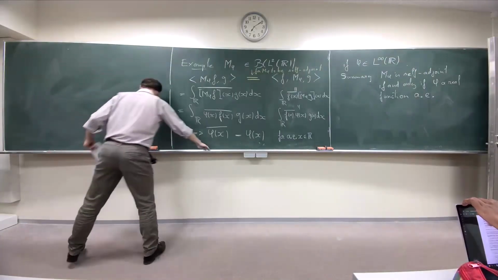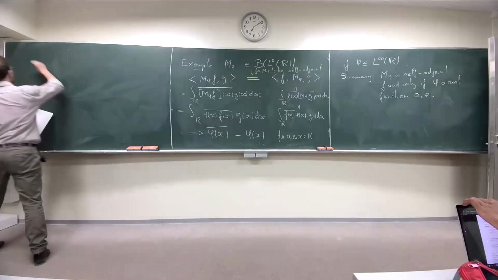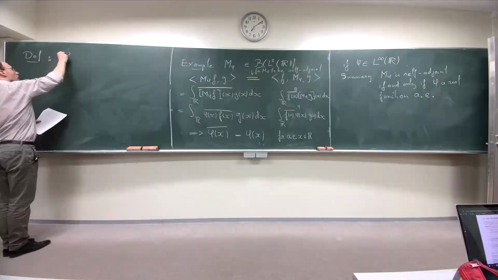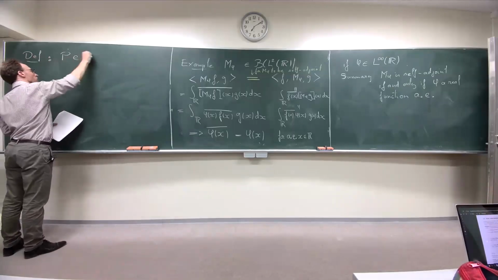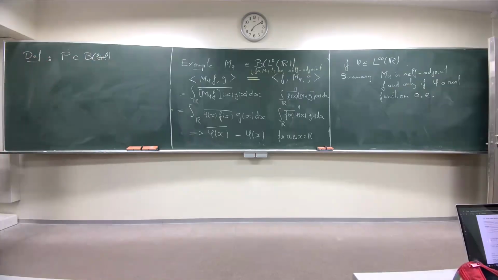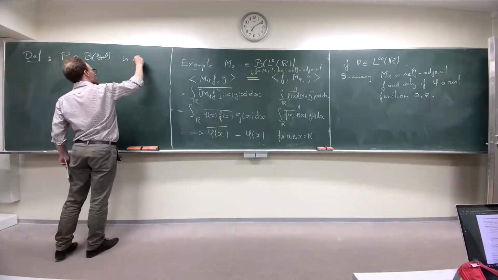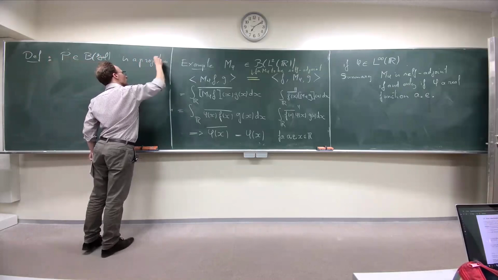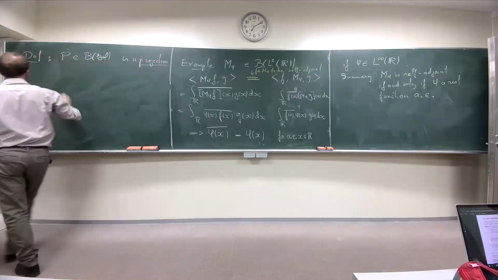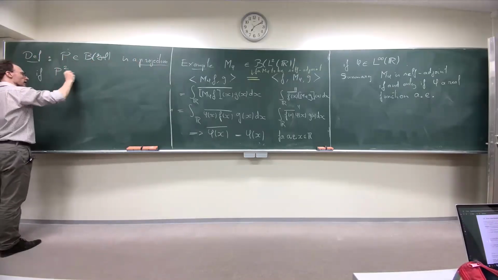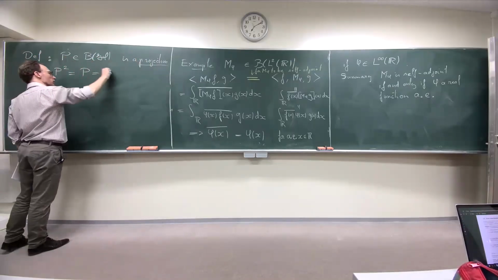So, second definition, and I'm going to use a slightly different letter. I'm using P. But if you don't like P, you can also call it B. P, belonging to B of H, is a projection if, this is a definition, P square is equal to P adjoint.